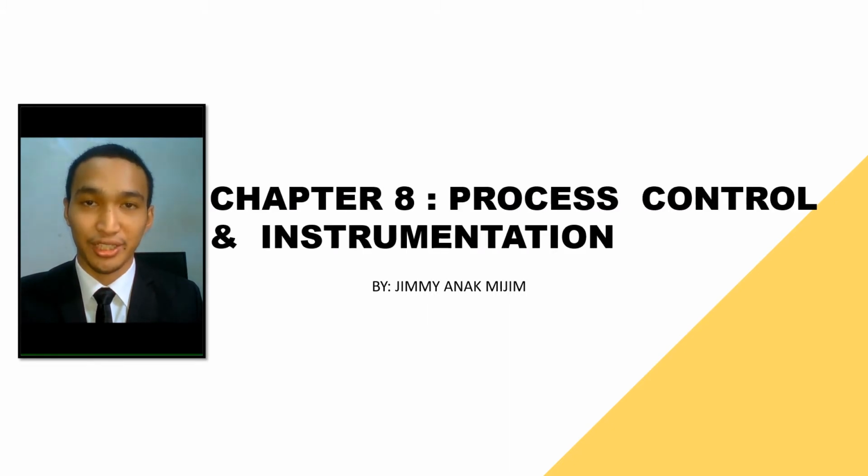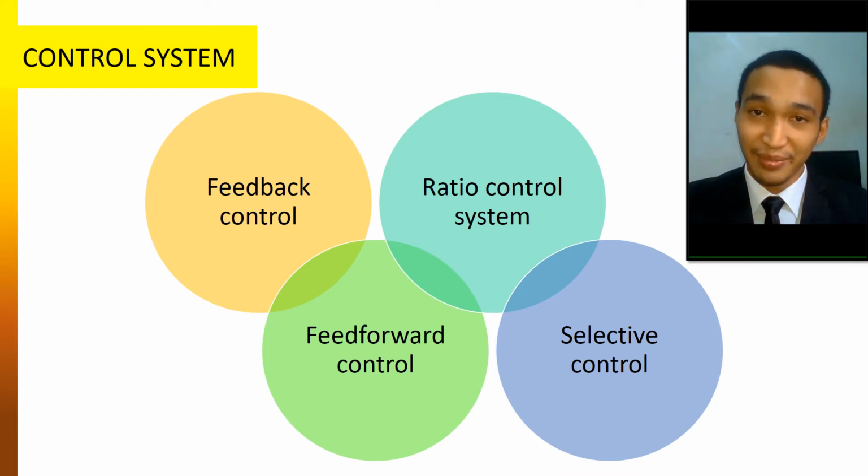Hi, I am Jimmy and let's move on to Chapter 8, Process Control and Instrumentation. A brief intro for the P&ID: a P&ID is a diagram that consists of process equipment, piping, and instrumentation control devices.